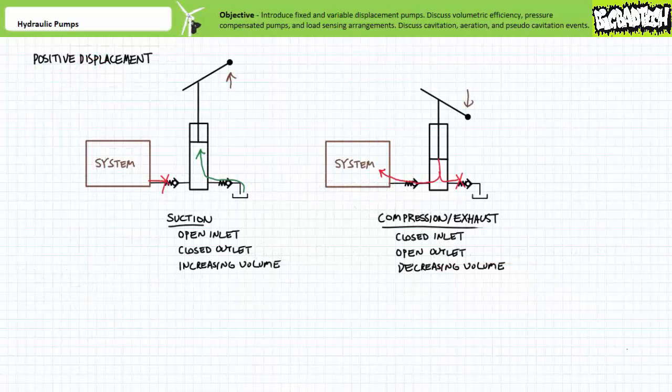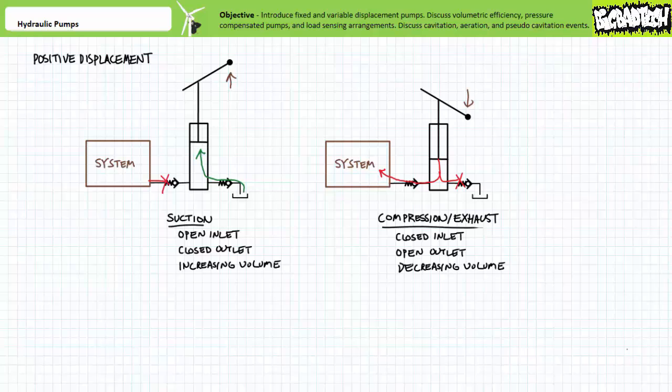Hydraulic systems make use of positive displacement pumps, a type of pump characterized by a clear and definite separation between inlet and outlet ports.